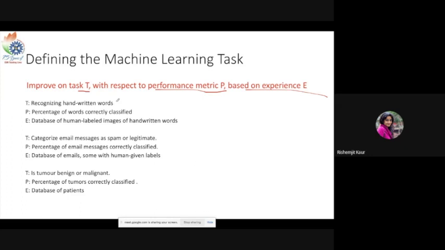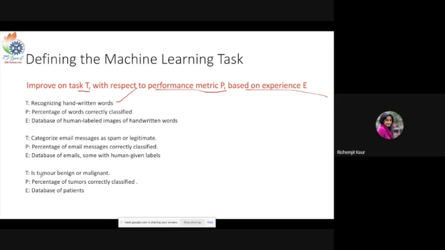For example, the first one, recognizing handwritten words. We saw that example where it was very difficult to identify what was 2 or what was 7. So in this case, the task is this one. Now, what is the performance measure? The performance measure will be the percentage of words correctly classified, and it will be done on the basis of the database of human labeled images of the handwritten words. So these are the three things.